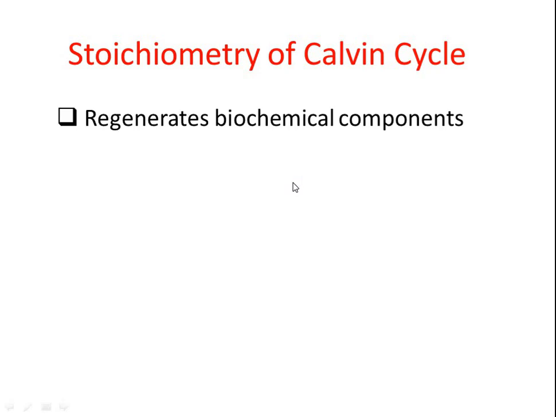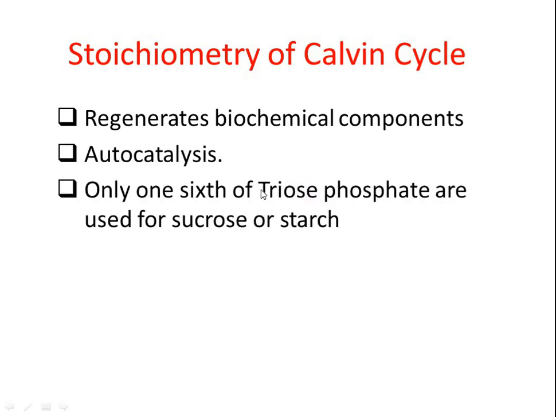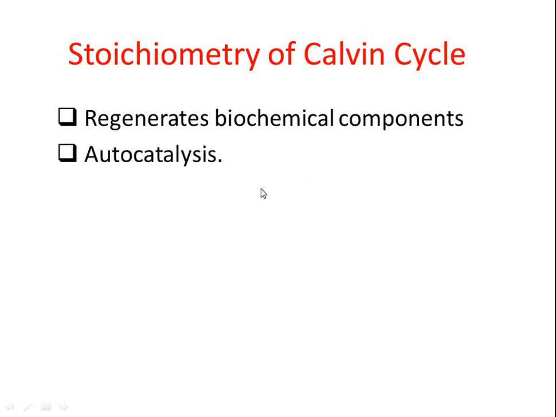The Calvin cycle regenerates biochemical components. That is, the Calvin cycle reactions regenerate the biochemical intermediates that are necessary to maintain the operation of this cycle. But more importantly, the rate of operation of the Calvin cycle can be enhanced by an increase in the concentration of its intermediates. That is, the cycle is autocatalytic. As a consequence, the Calvin cycle has the metabolically desirable feature of producing more substrate than consumed, as long as triose phosphate is not being diverted elsewhere.